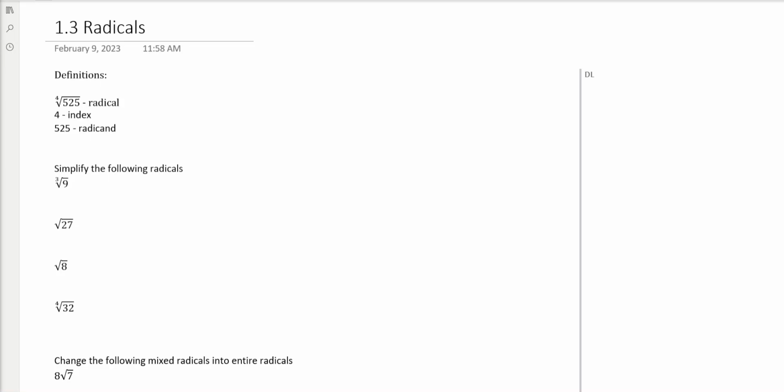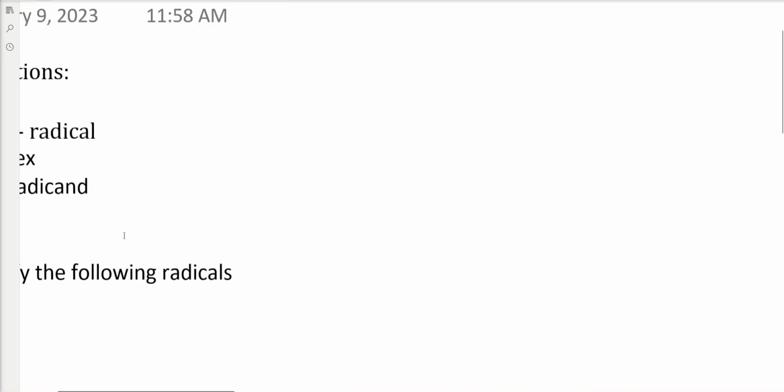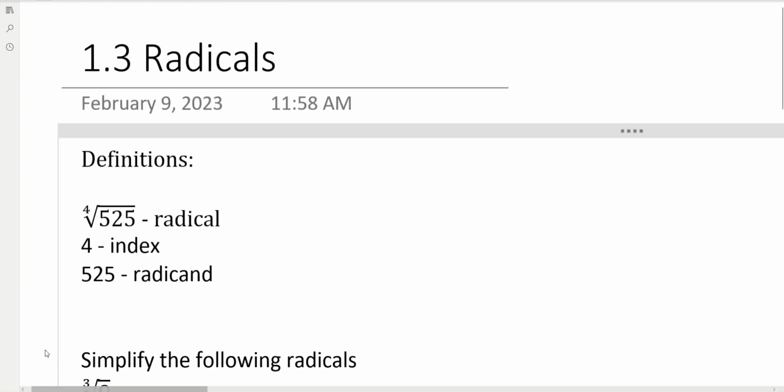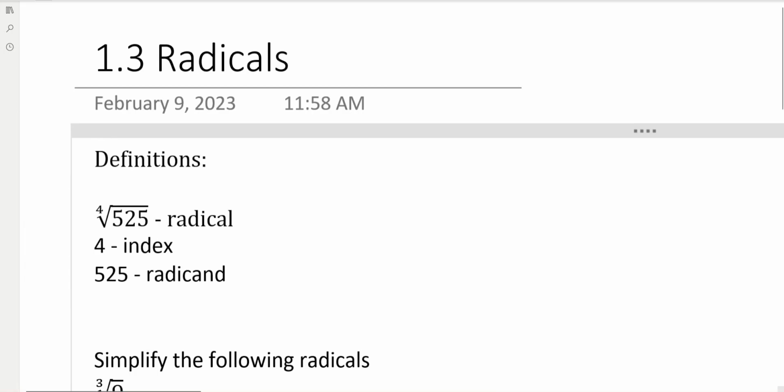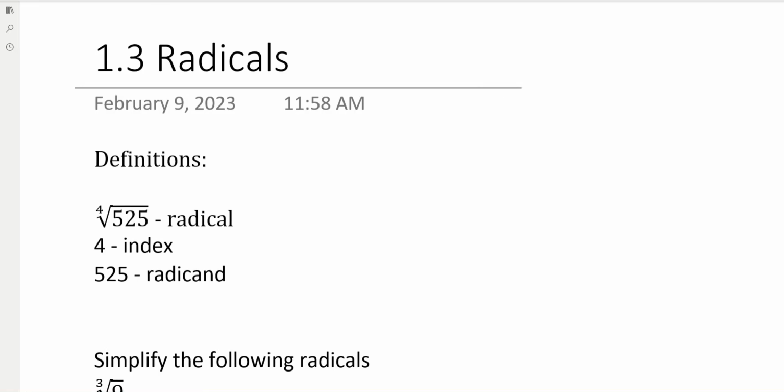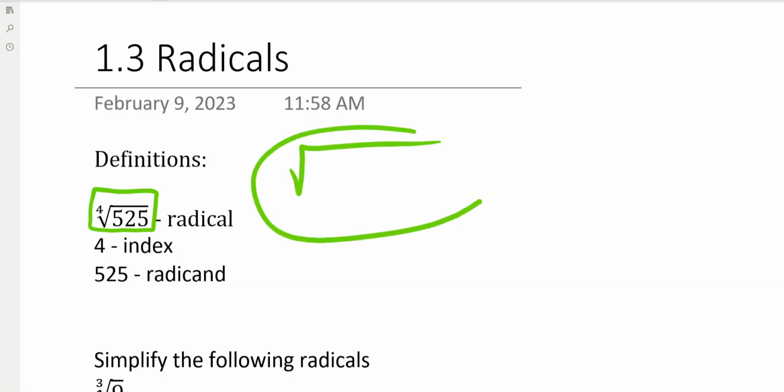So first of all, let's get started with some definitions here, so we're all on the same page. We have definitions about what is a radical, what is an index, and what is a radicand. A radical is described as the entire square root, or cube root, or fourth root in this case. Whenever we use the root symbol, it is a radical, and the entire thing here is called a radical.